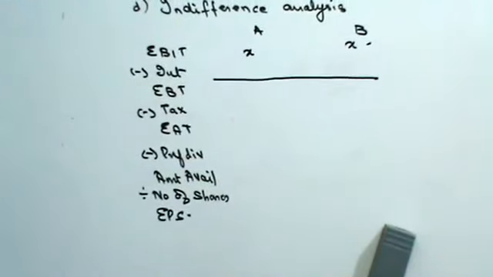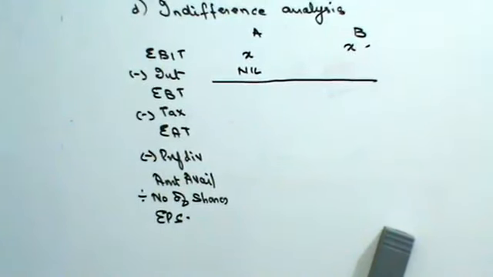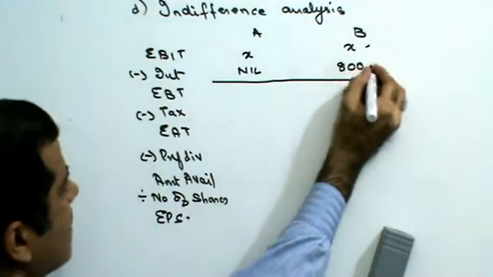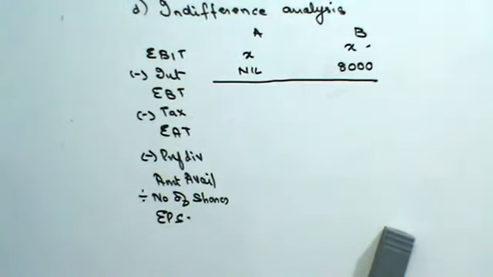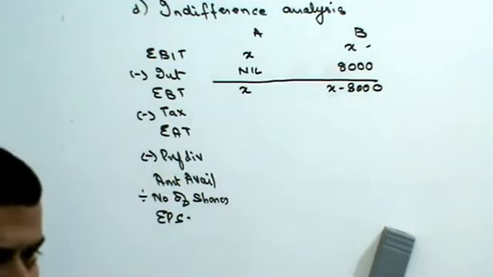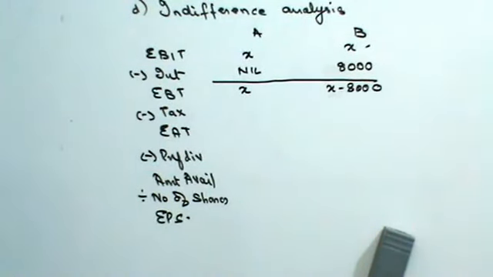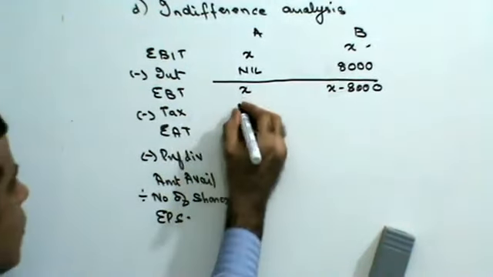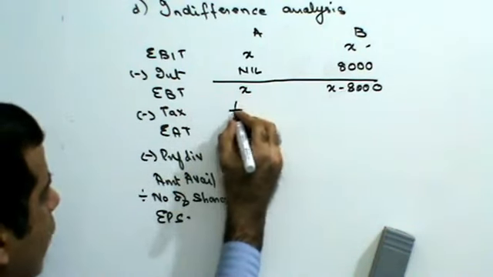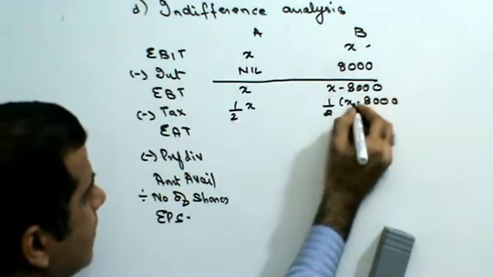Now interest. In plan A there is no debt, so interest will be nil. In plan B you have a debt of 1 lakh rupees, on which cost of debt is 8%, so this is going to be 8,000. Hence your EBIT is going to be X and X minus 8,000. Tax rate is given to you as 50%. 50% means 50 upon 100. 50 upon 100 is nothing but 1 upon 2. So this is going to be 1 upon 2x, and this is 1 upon 2 into x minus 8,000.